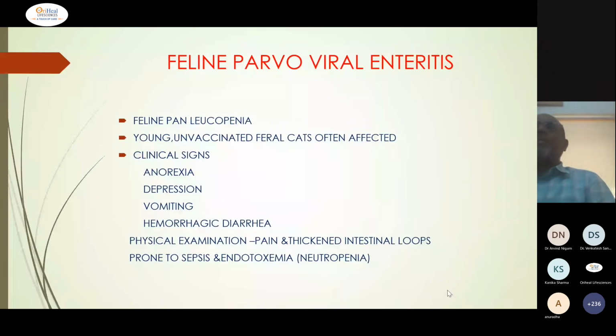Feline parvoviral enteritis is similar to the parvoviral gastroenteritis seen in dogs. Young unvaccinated feral cats are often affected. Clinical signs are anorexia, depression, vomiting, hemorrhagic diarrhea, and the most important physical finding is pain and thick, inflamed intestinal loops. When you palpate, the cat resents it. That's because of pain. This is very typical of feline parvovirus enteritis. They are prone to sepsis and endotoxemia, and you find there's going to be neutropenia. Then you need to think about the severity.